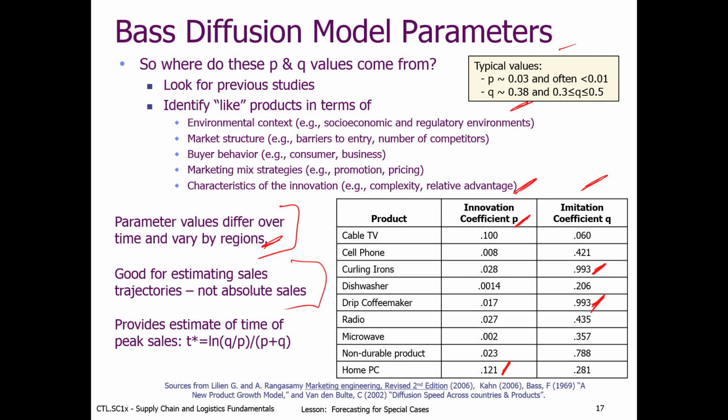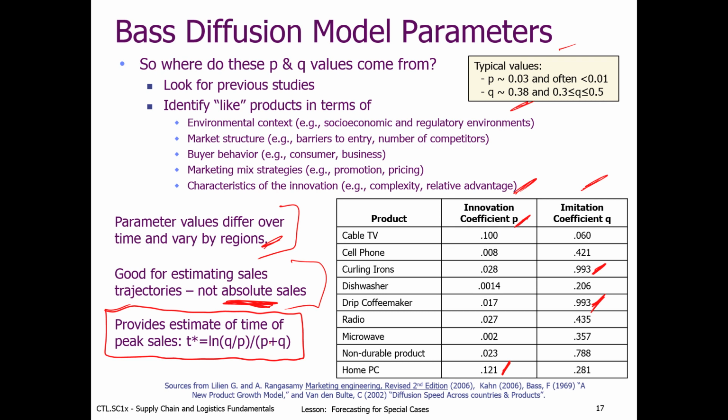And then one point to stress: these diffusion models are really good for estimating the trajectory, the percent of sales, not the absolute, because all that we're estimating is percent of the sales. You've got to input the M, what you think the total market size is going to be. But the model does do a lot of interesting things, and it does provide you an estimate of the time of the peak sales. What time period would I expect to have my peak sales occur? And that's simply equal to the natural log of the ratio of the Q, the imitation coefficient, over the P, the innovation coefficient, divided by the sum of the two coefficients.